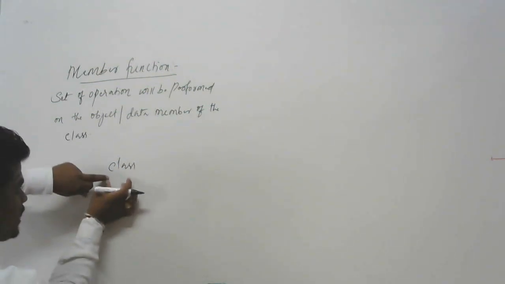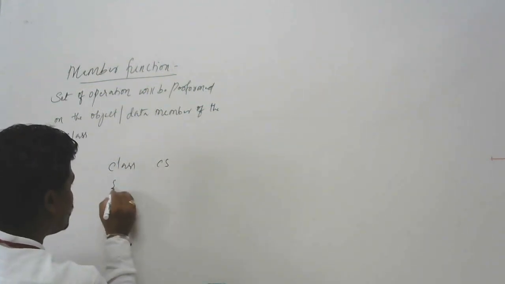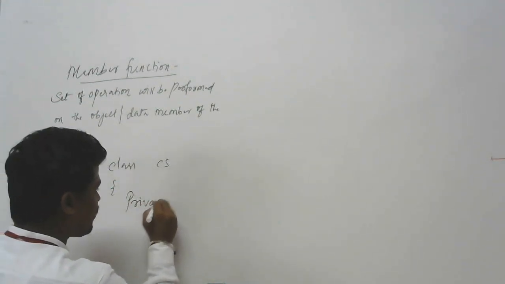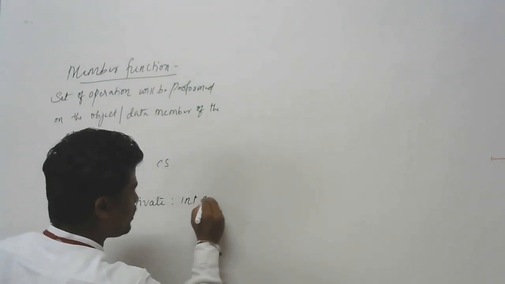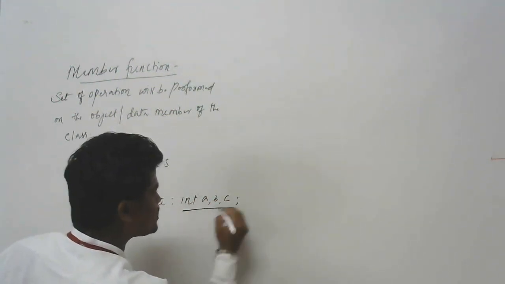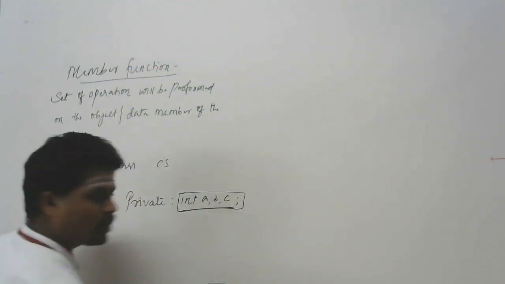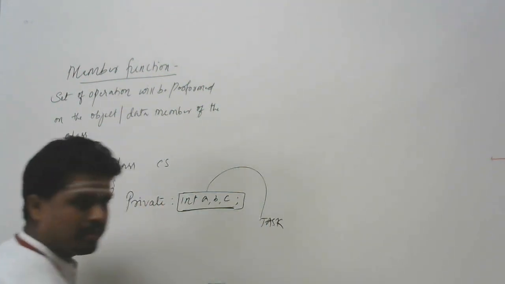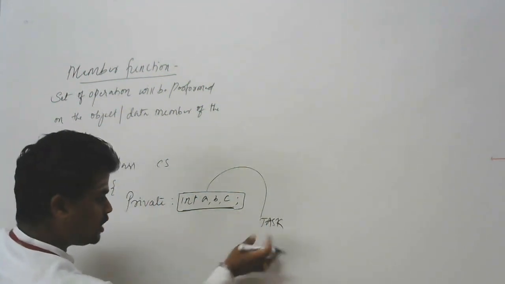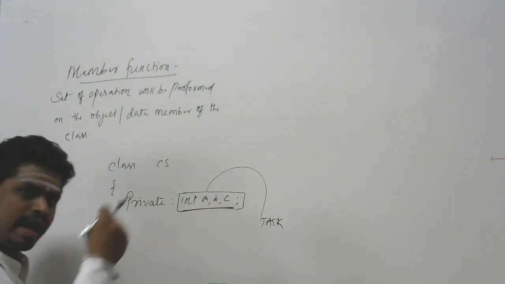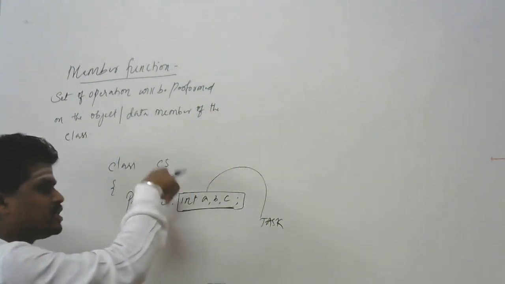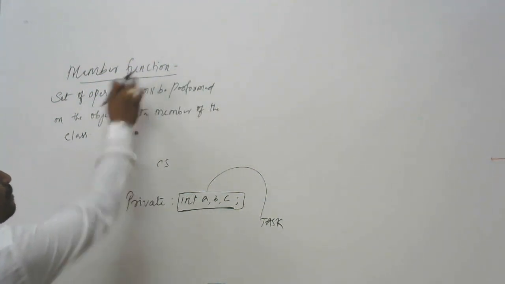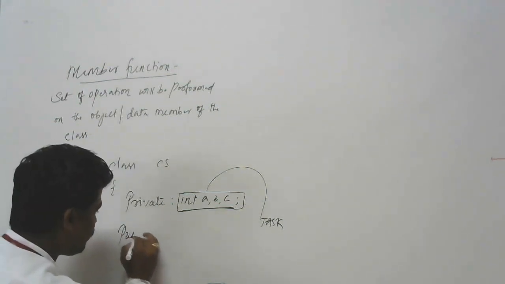In the last class we used the keyword class, and immediately I opened the flower bracket, right? Then I used the access specifier private, followed by some variables. These things are called data members. When you are able to do a task or an operation using these variables or any object you declared inside the class, that process is said to be a member function.